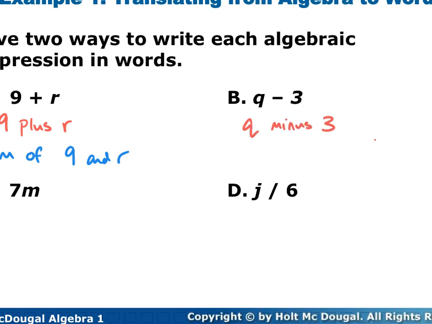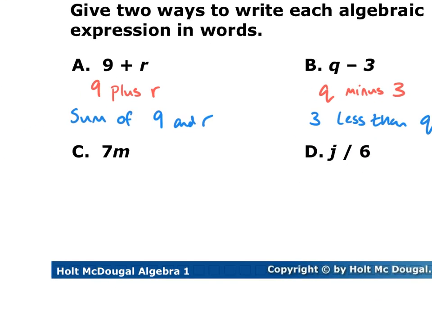Now, the next one, and we were all over it using less than, but here's what happens. When you use the term less than, you've actually got to flip your numbers. So it would be 3 less than Q. Because what happens when you use less than is it's really saying the bigger thing goes second, and then you take away whatever was listed first. Okay, so less than is the tricky one.